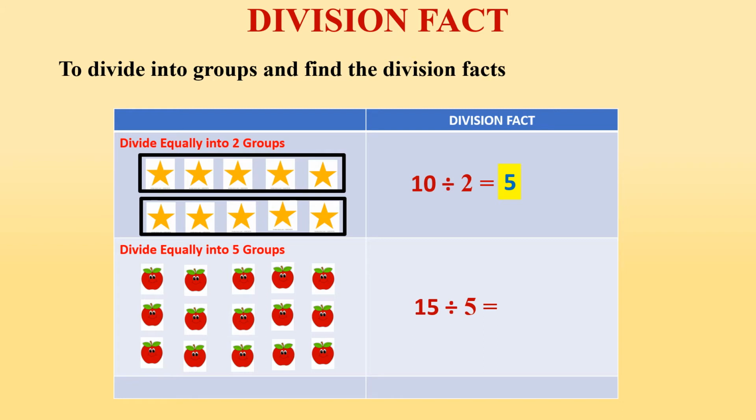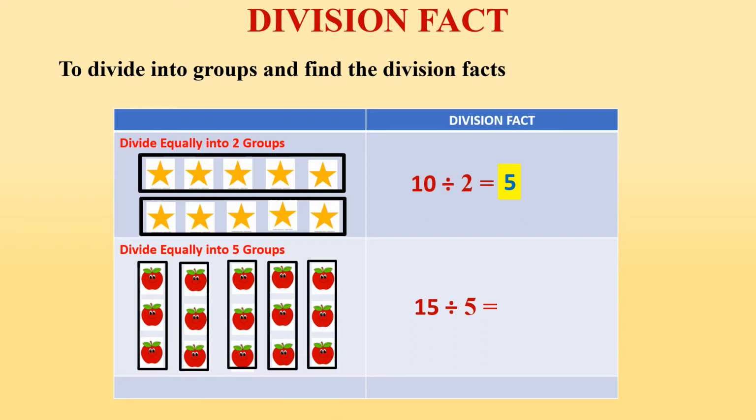Now in the next example there are 15 apples. Total 15 apples and we have to divide them equally into 5 groups. So how many apples in each group? Let us see. Yes, there are 3 apples in each group and the answer is 3.